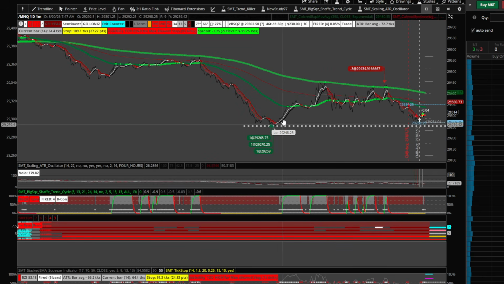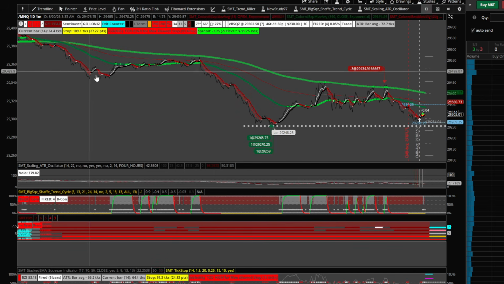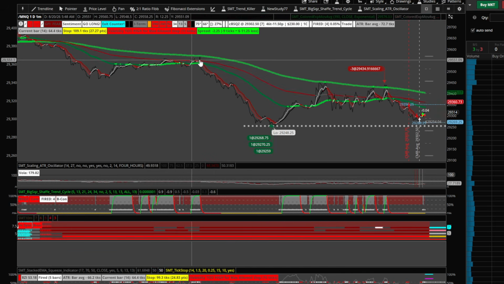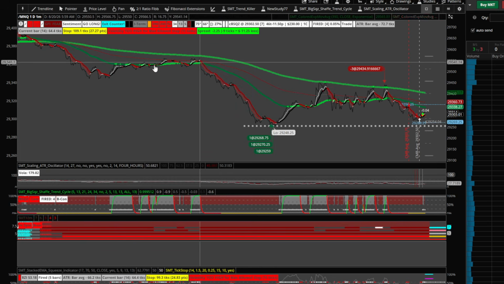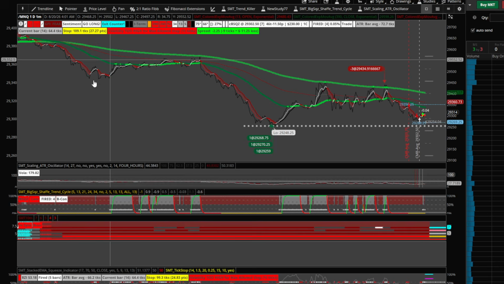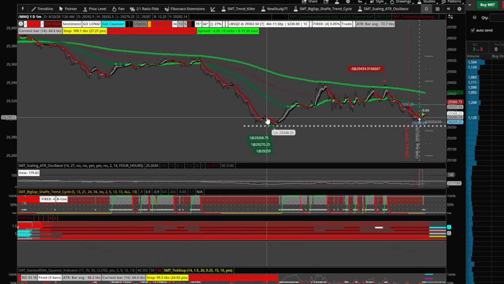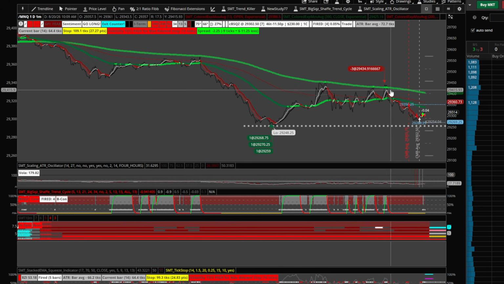But you can see that now we're in this stage one right here. Here's a stage one. I'm sorry, here's the stage four. Here's the stage one. So it's going to be range bound, just chop. You want to stay out of this. But if you're an advanced trader, you can trade it, right? We re-entered a stage four, came back to a stage one.